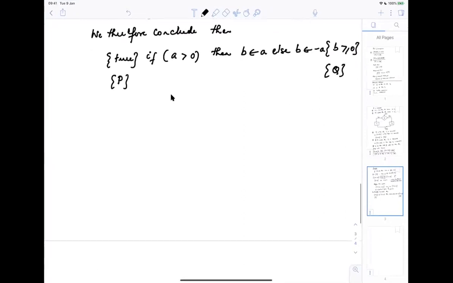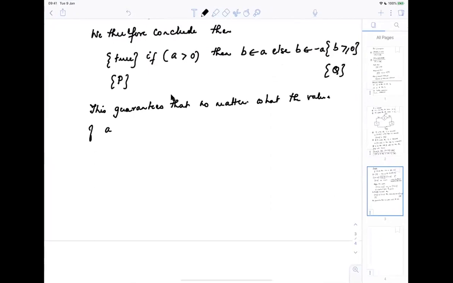What this tells us is that this guarantees that no matter what the value of A we start with, B is always greater than or equal to 0.